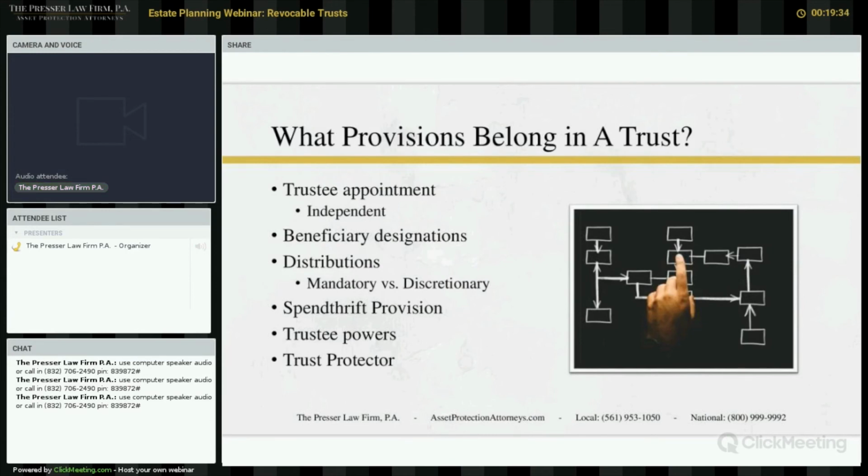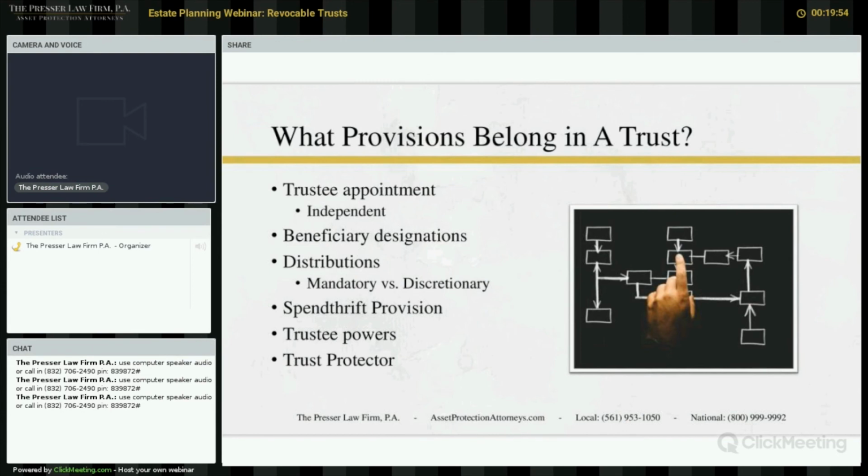So first we have our trustee. After we have our trustee, we have our beneficiaries. Who do we want to inherit our estate when we die? Do we want it just to go to our children and our spouse, or do we want it to last longer? Do we want it to go into multiple generations? Do we want to involve charities? Do we want to create some sort of charitable legacy?